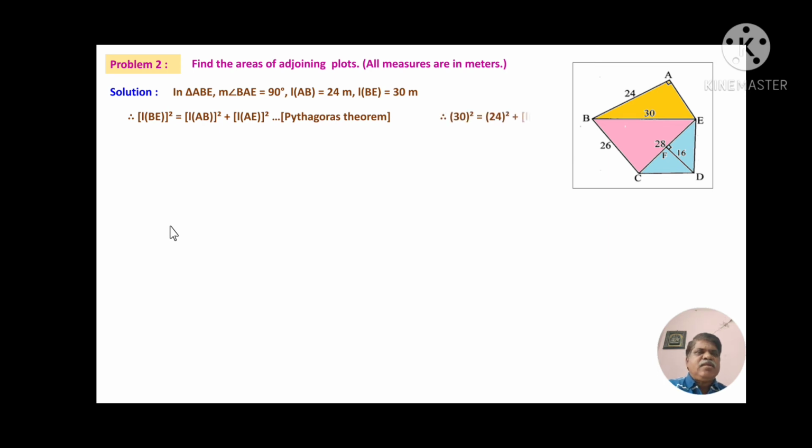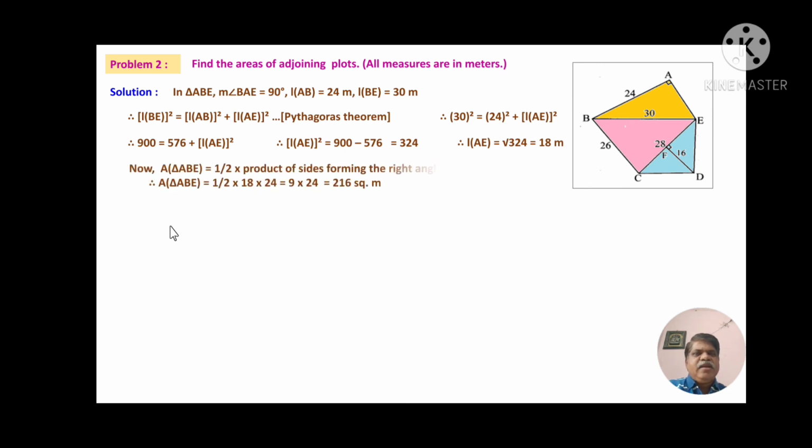So, put the values: 30 square is equal to 24 square plus A square. Therefore, 900 is equal to 576 plus A square. Therefore, you can write A square is equal to 900 minus 576, that leads to 324. Taking square root on both sides, you are getting A is equal to under root 324, which is 18 meter.